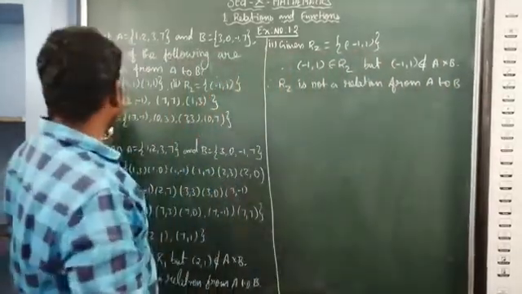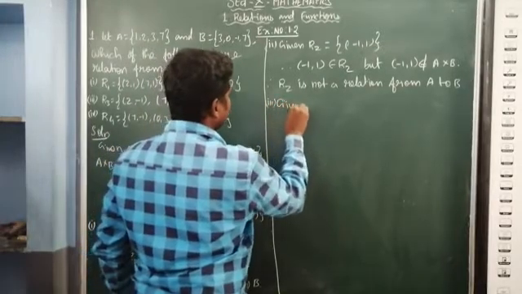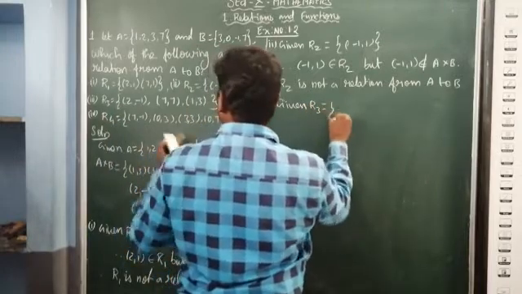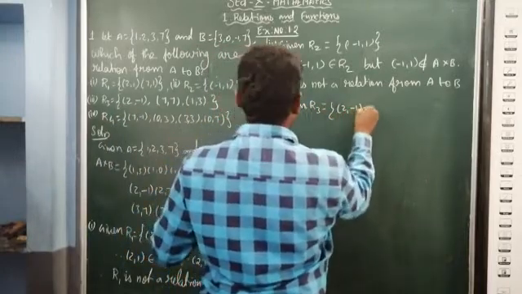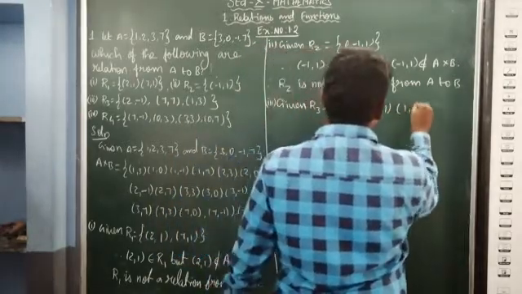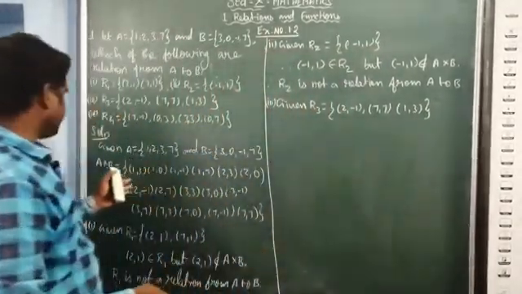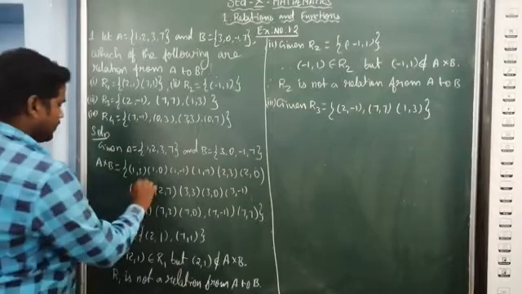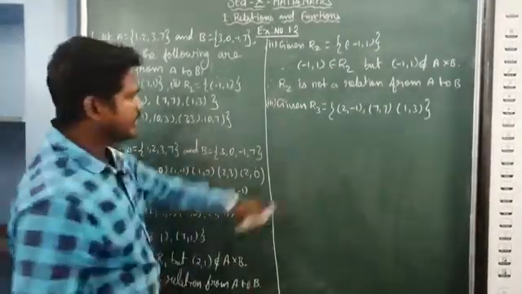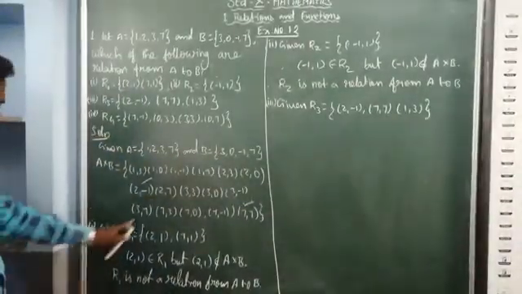Next, the third subdivision. Given the values of the third subdivision: R3 is equal to (2,-1), (7,7), (1,3). We want to check whether (2,-1) is in A cross B itself. (2,-1) is there. Next (7,7), (7,7) is there. Next (1,3), (1,3) is there.